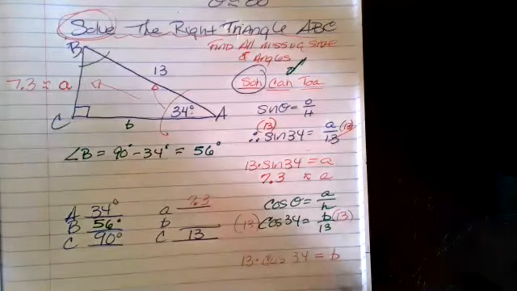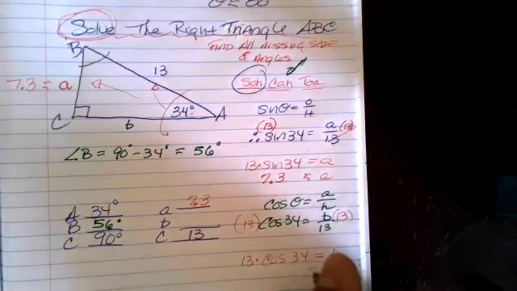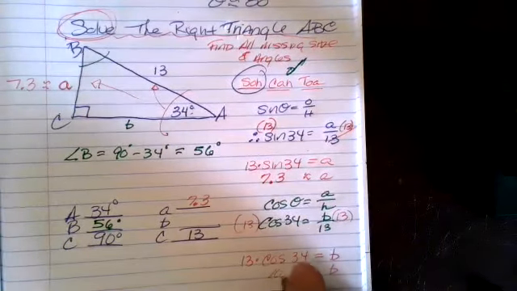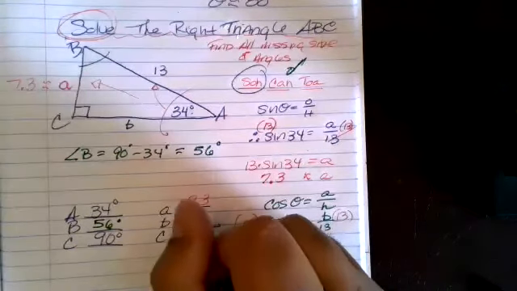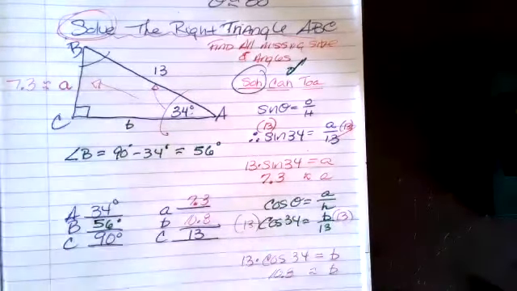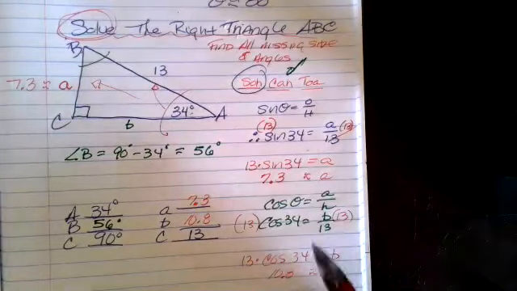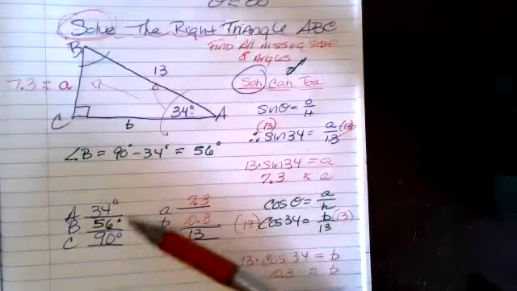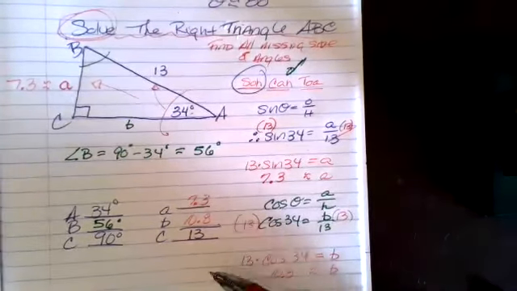Right, if we work this out, it looks like B is approximately 10.8. That's what I get. So we solved the right triangle. We found all the missing sides, and we found all the missing angles.